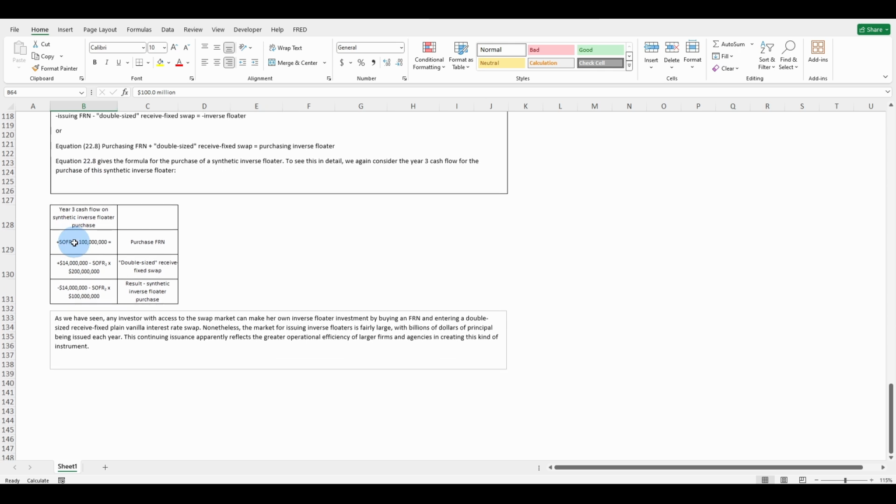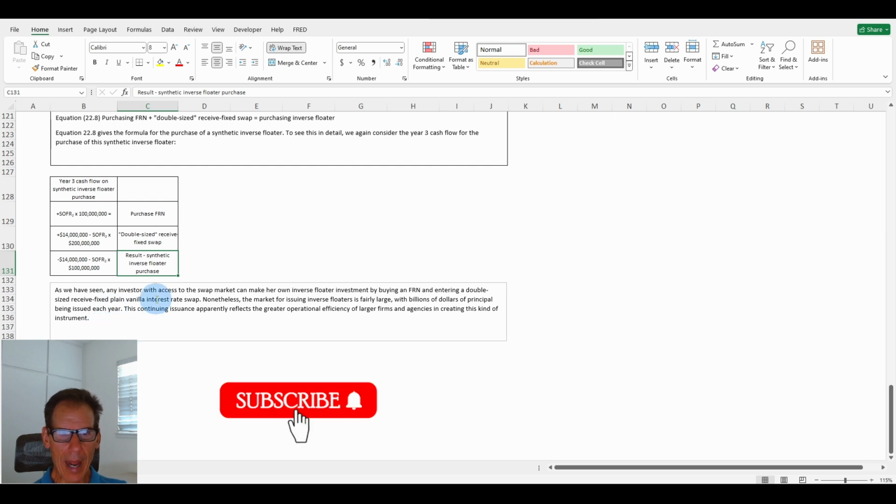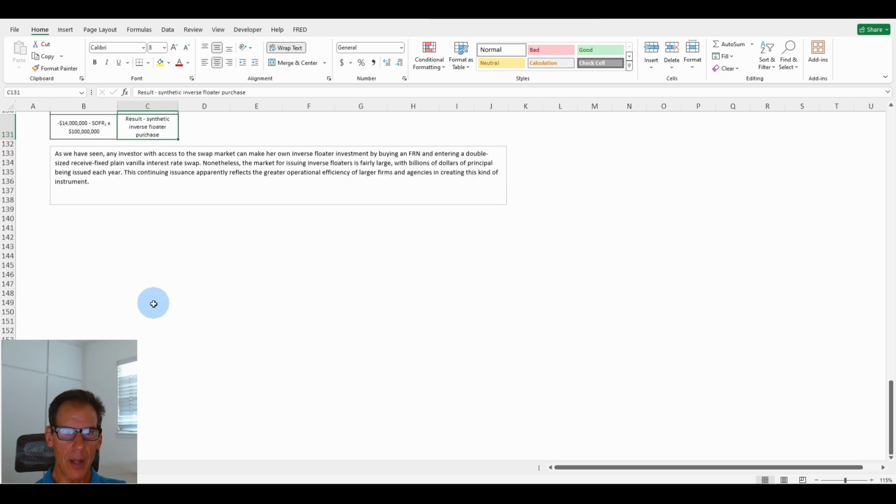Year 3 cash flows on the synthetic inverse: purchase an FRN, SOFR times 100 million, plus 14 million minus SOFR times 200 million, double-sized received fixed swap. Results: 14 million minus SOFR times 100 million, synthetic inverse floater purchase. As we have seen, any investor with access to the swap market can make her own inverse floater investment by buying an FRN and entering a double-sized received fixed plain vanilla interest rate swap.